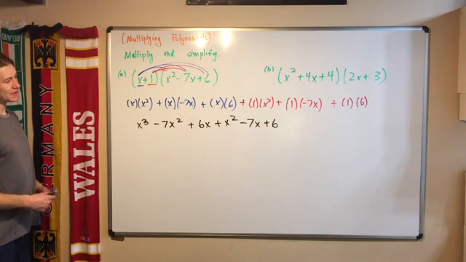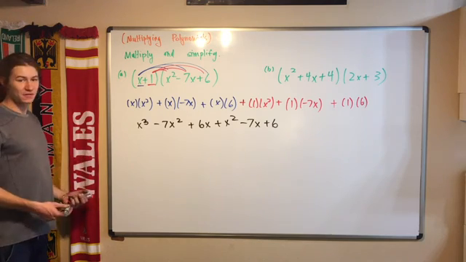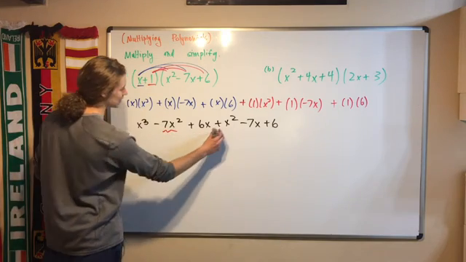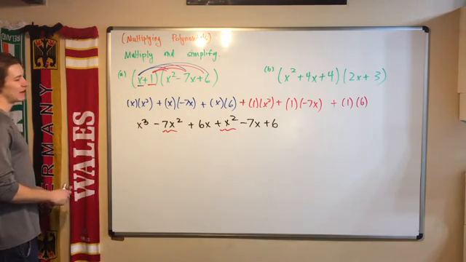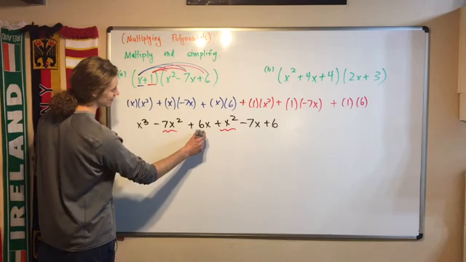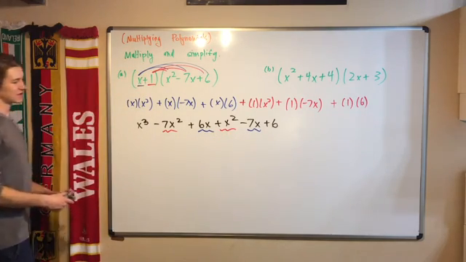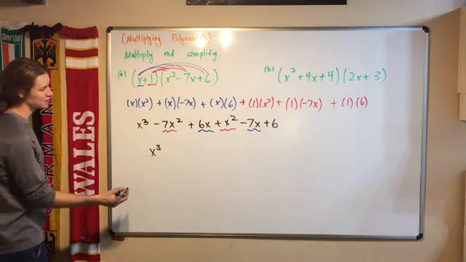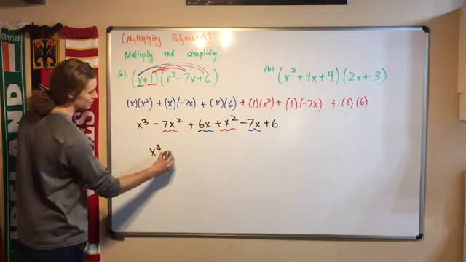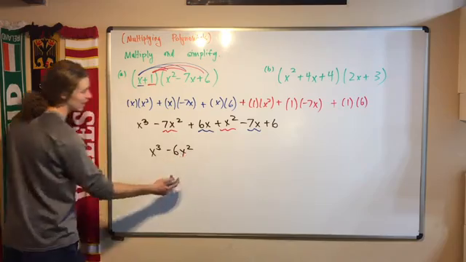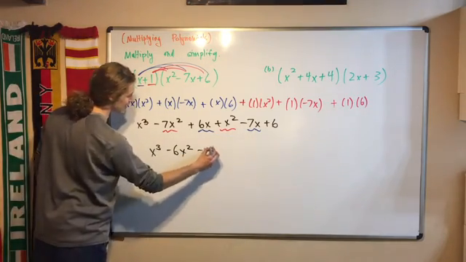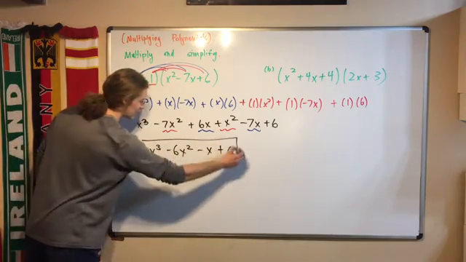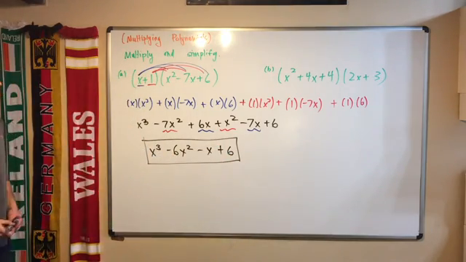Sweet. At this point, we can see we just need to combine like terms to simplify this problem. In particular, we have this like term, negative 7x squared and x squared, and also this like term 6x and negative 7x. So what I'll do then is combine those terms and write this is equal to x cubed minus 7x squared and x squared make minus 6x squared, and 6x minus 7x make minus x, and then I just have that left over plus 6. So I can see this is my solution.